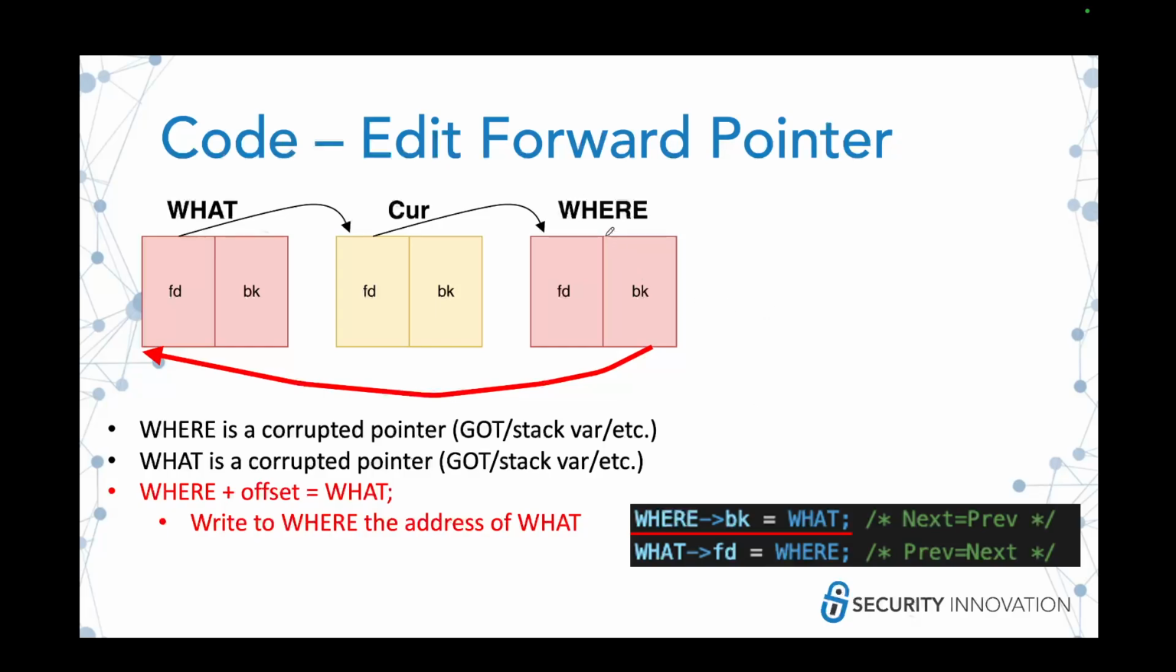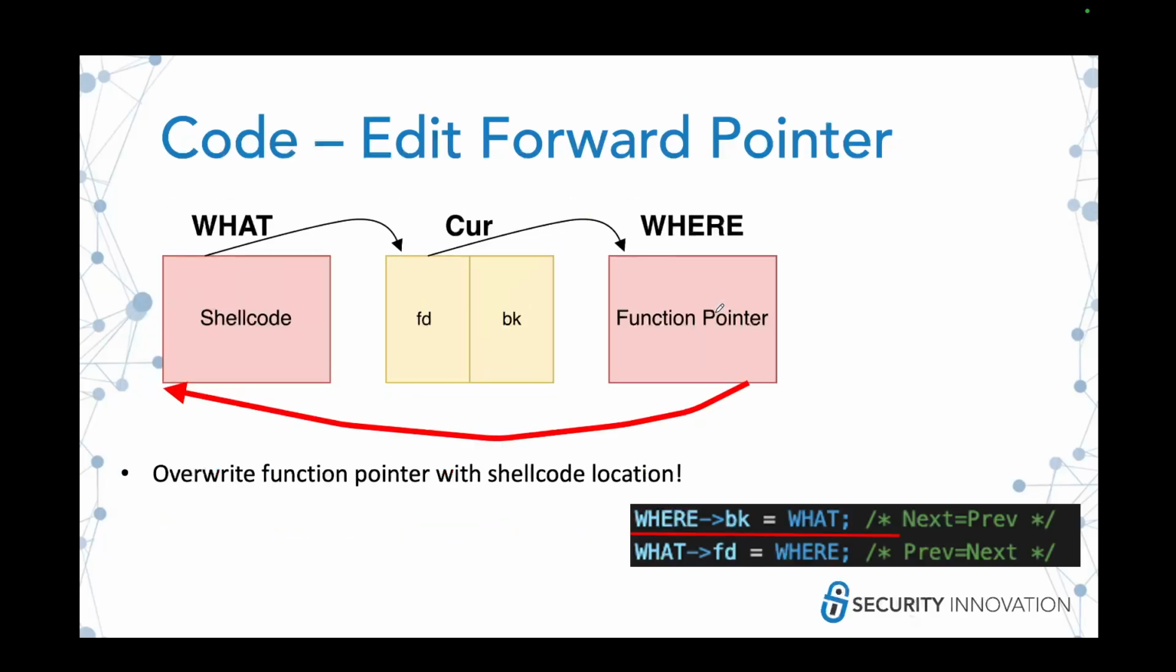We're going to write where of BK with the value of what. And this is the magic. This is where the actual write happens. And where of BK is just an offset. When you access a structure in C, it's not anything special. It just has some offset to that field in memory. So this offset we'll talk about in a minute. But we're writing where to the address of what, and that's the important thing.